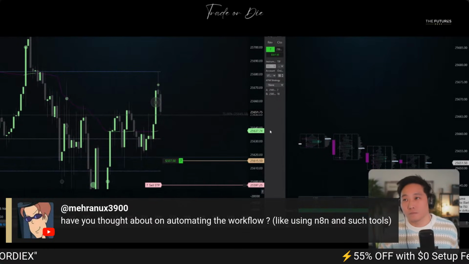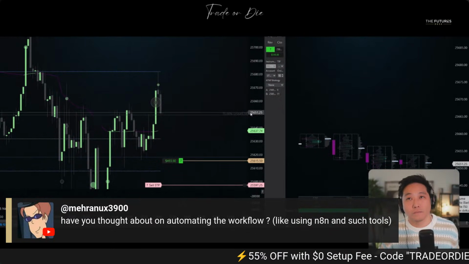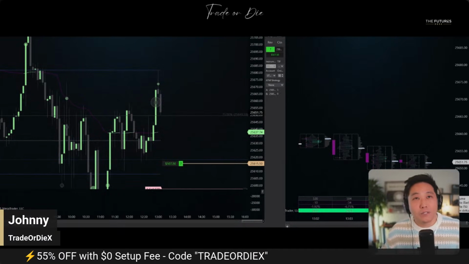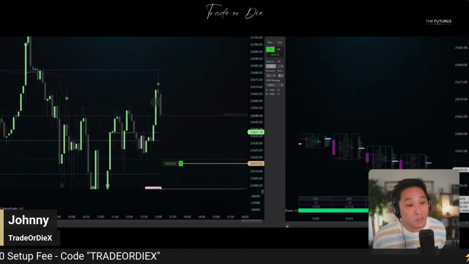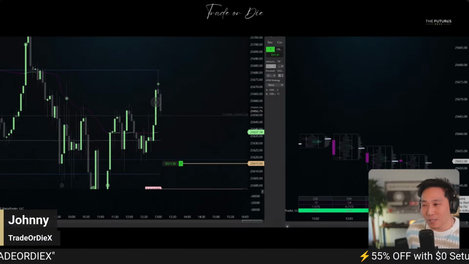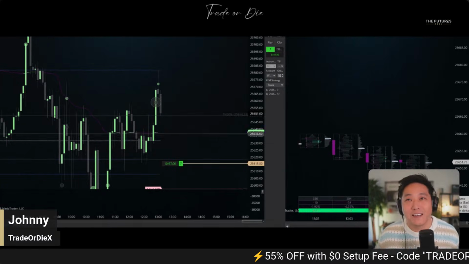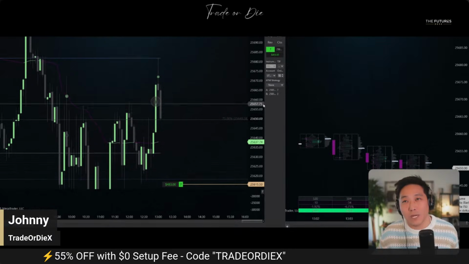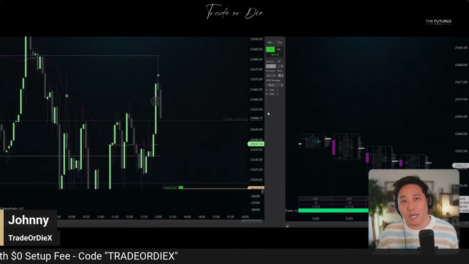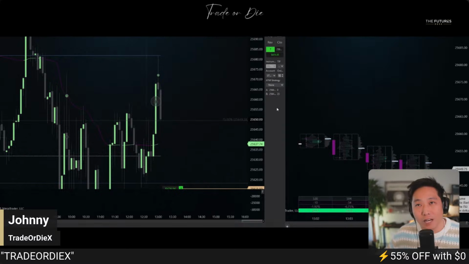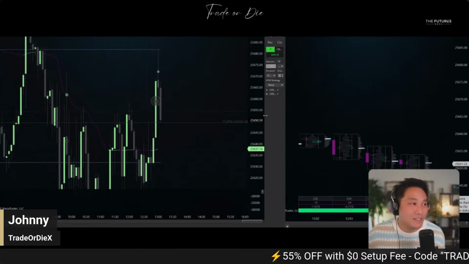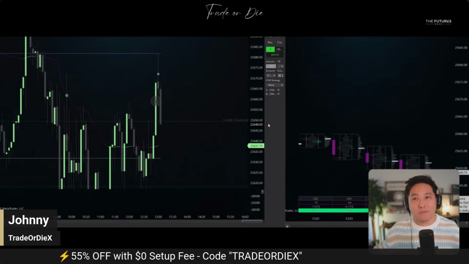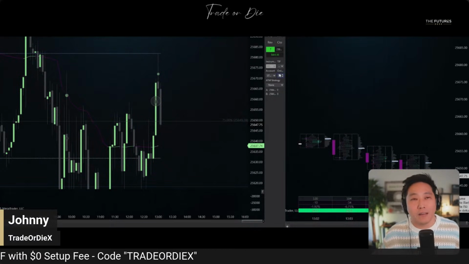Somebody asks, have you thought about automating the workflow, like using N8N or other tools like that? Yeah, that's a really good question. I have used N8N before, and I think it's a really good idea. Again, it's about automating repetitive tasks, and you can certainly minimize some of the work you're putting into this by using things like N8N. If people don't know what N8N is, it's a platform that allows you to pretty easily connect different platforms and tools, and to automate specific things.